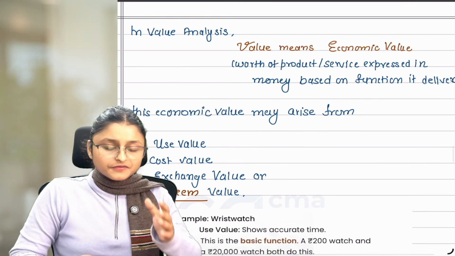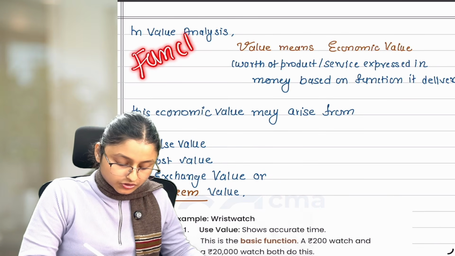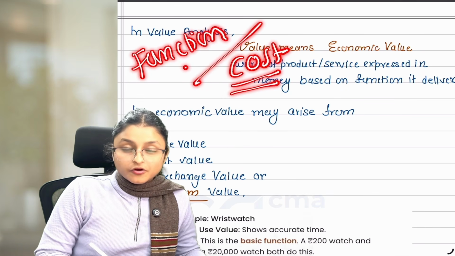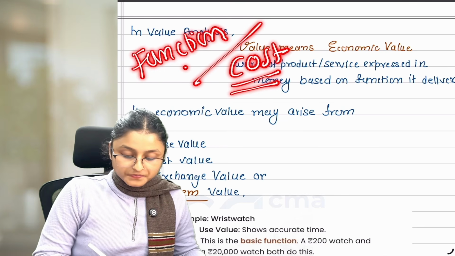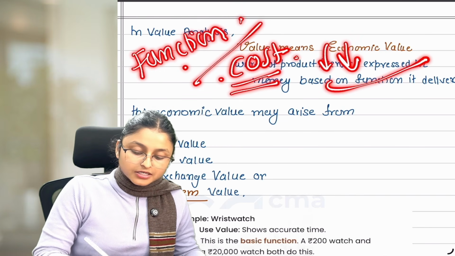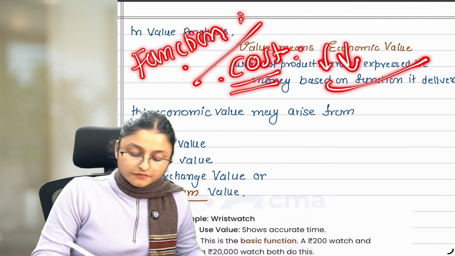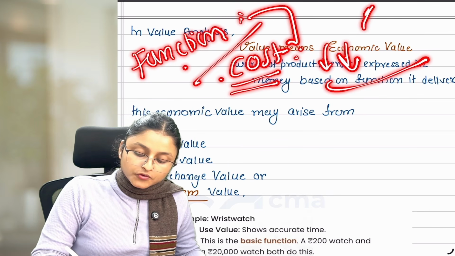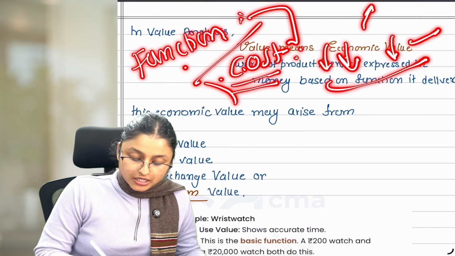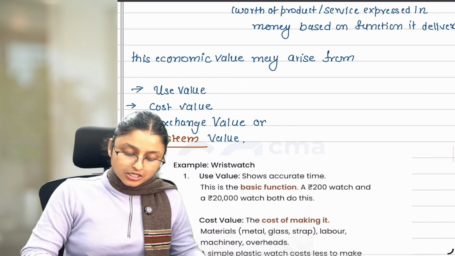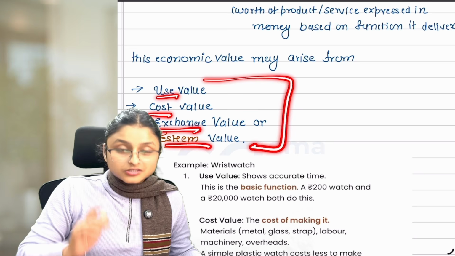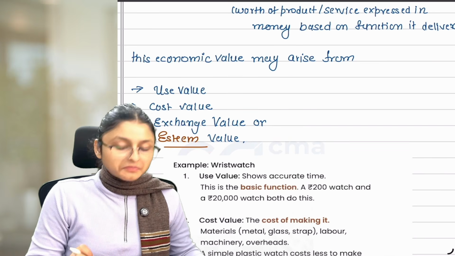So why did we specifically focus on function divided by cost earlier? Because to know whether you are performing that function really well or not, and whether you are able to reduce that cost or not, you need this function divided by cost formula. When you know this, you are able to improve your function and reduce your cost with the help of this formula. But economic value in the broader sense is all about use, cost, exchange, and esteem value. Now, what are these 4 types of value? Let's understand them one by one.